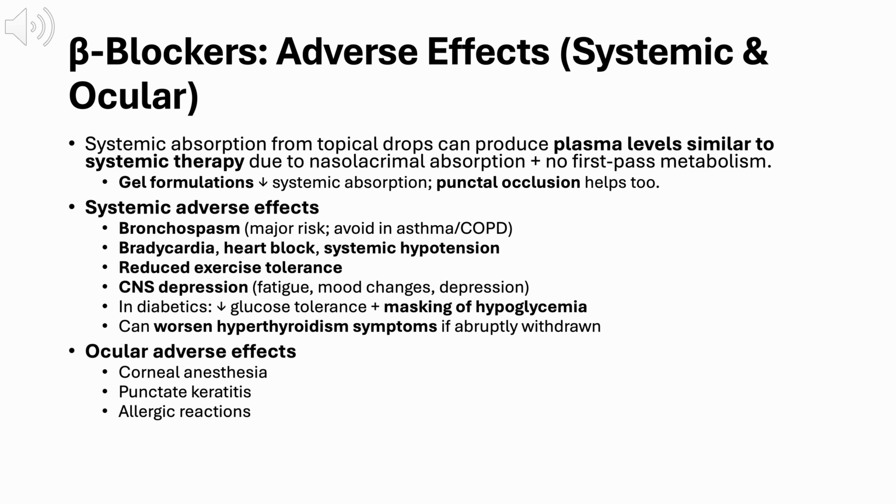Systemic side effects include bronchospasm, so these drugs should be avoided in patients with asthma or chronic obstructive pulmonary disease. They can also cause bradycardia, heart block, and systemic hypotension. Patients may experience reduced exercise tolerance, central nervous system depression, such as fatigue or mood changes, and occasionally depression. In diabetic patients, beta blockers can reduce glucose tolerance and mask the warning symptoms of hypoglycemia. Abrupt withdrawal may worsen symptoms of hyperthyroidism. Ocular side effects include corneal anesthesia, punctate keratitis, and allergic reactions.